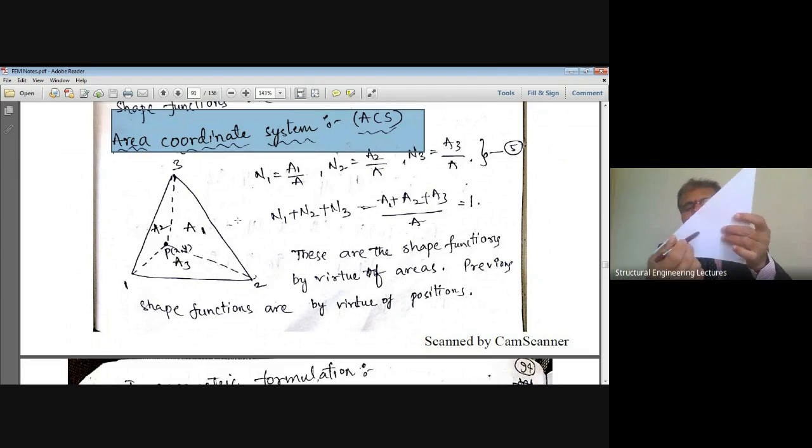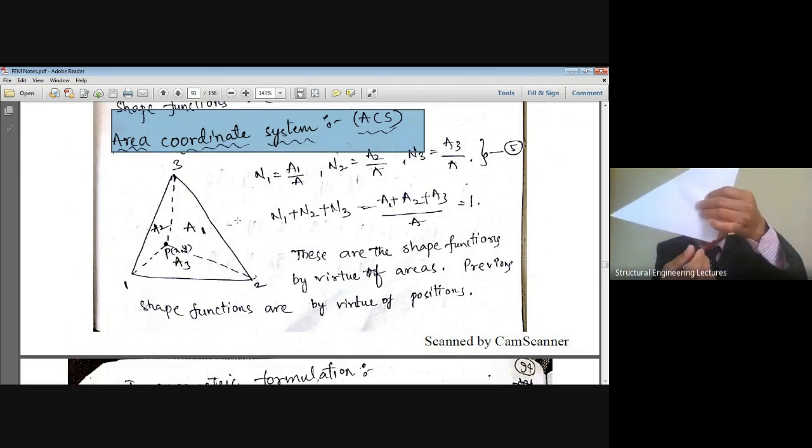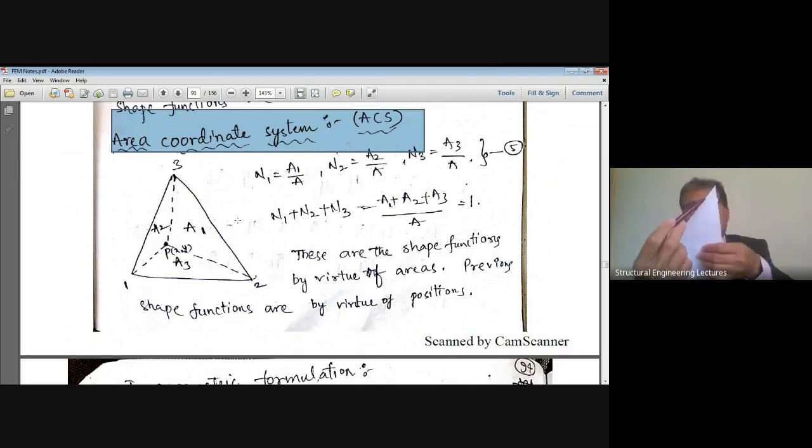Similarly, join node 2 and node 3 with this point P. Then, opposite to this node 1, whatever the triangle is formed, right? Connecting 2 and 3 and point P, triangle 2, 3, P. That area is notated by A1 because this is opposite to that node 1. Therefore, this area is equal to A1. Opposite to node 2, this area is equal to A2. Opposite to this node 3, this area is equal to A3.